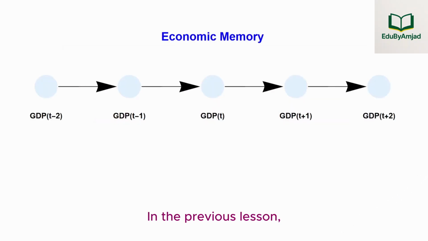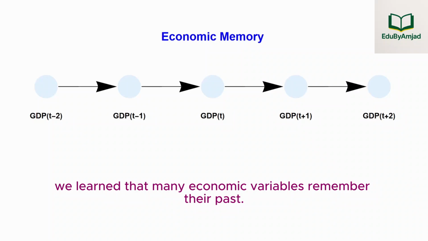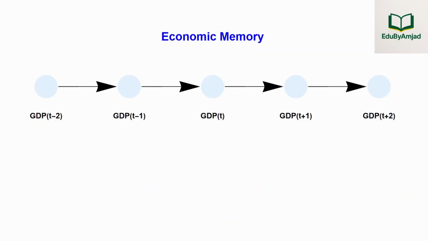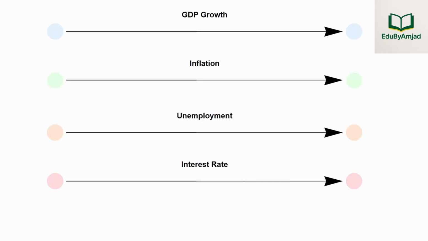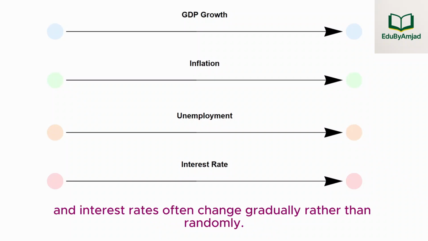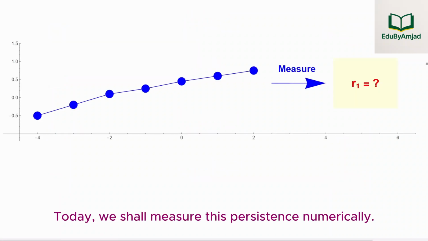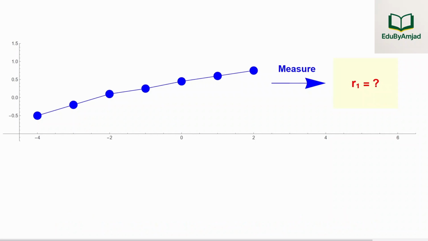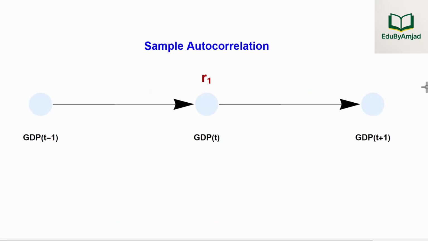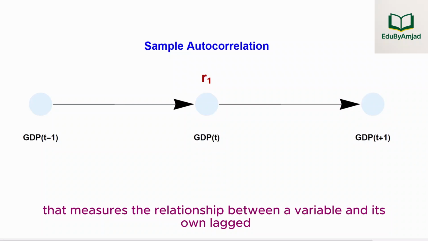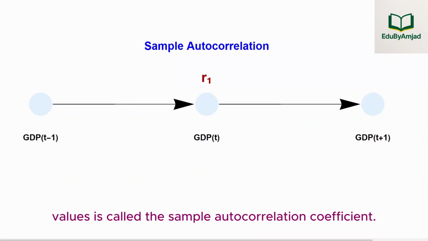In the previous lesson, we learned that many economic variables remember their past. GDP growth, inflation, unemployment, and interest rates often change gradually rather than randomly. Today, we shall measure this persistence numerically. The statistic that measures the relationship between a variable and its own lagged values is called the sample autocorrelation coefficient.